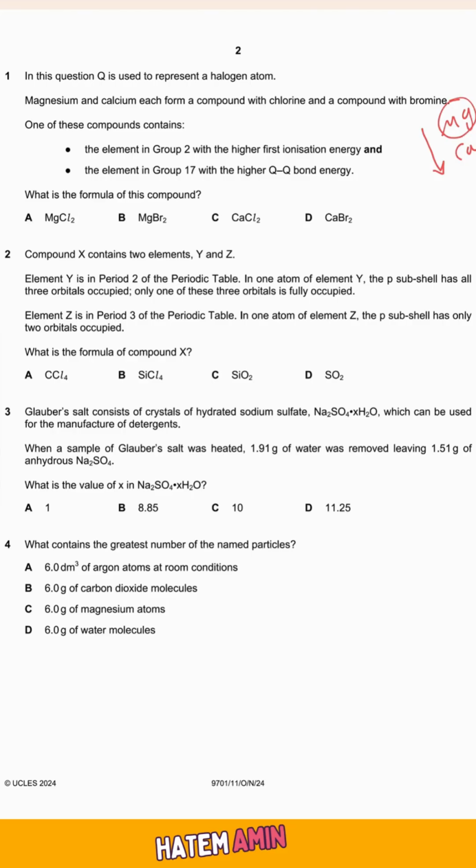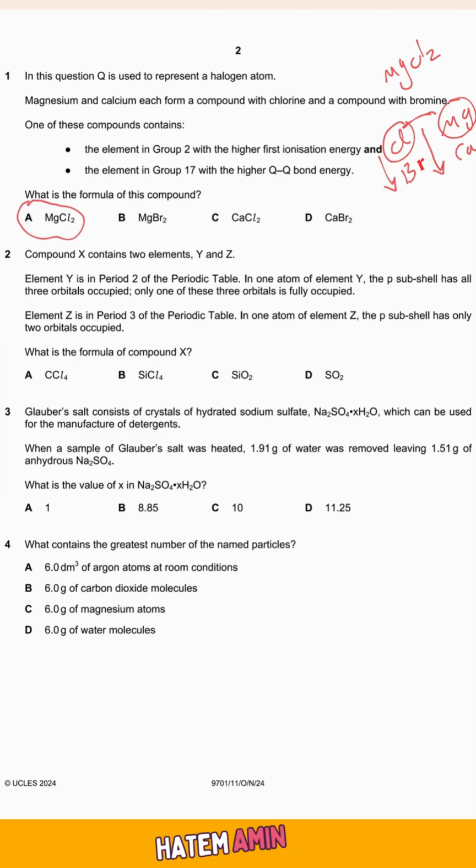Here bond energy means the bond between the two atoms in a diatomic molecule is the higher. And we know that the bond energy decreases from up to down. So here we are talking about chlorine and bromine, and the bond energy decreases from up to down. So we are talking about Cl. So the compound is between magnesium and chlorine. It will be MgCl2. So we should choose A.